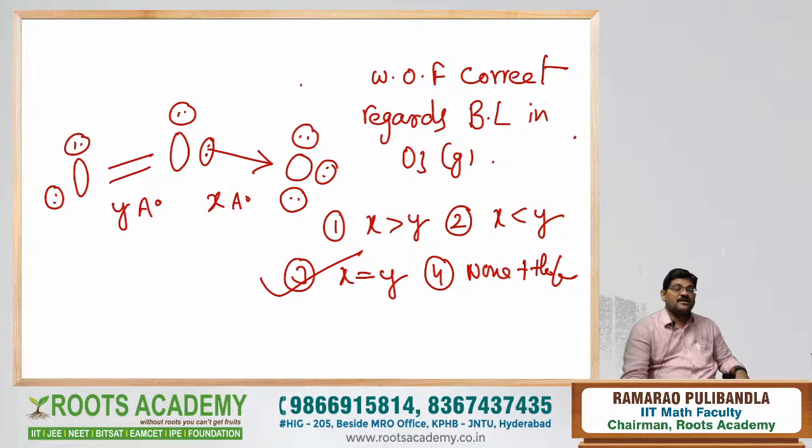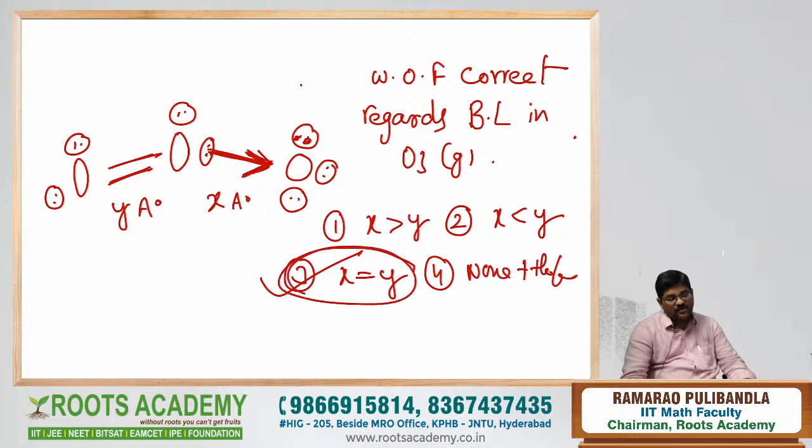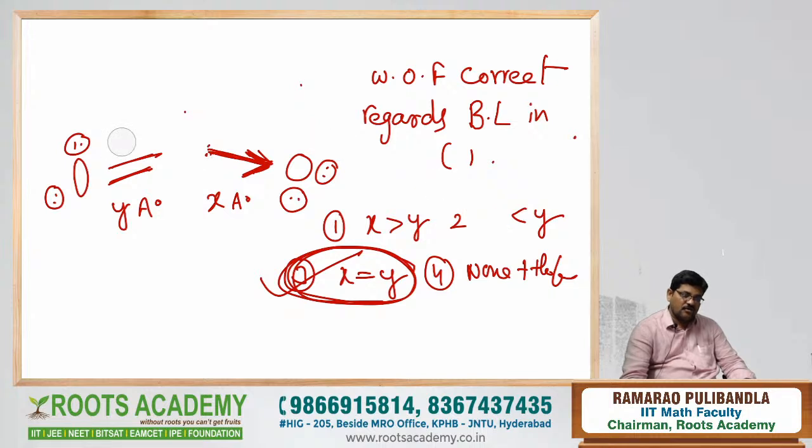Very good. Why? Because of the conjugation property. Simple logic: where you have a conjugation property, the bond lengths are equalized. Why are the bond lengths equal? A lone pair and a double bond separated by a single bond is conjugation. So because of the conjugation property, X is equal to Y. Not only here, wherever we have a conjugation property, X is equal to Y. That's why the bond length is 129. Very good.